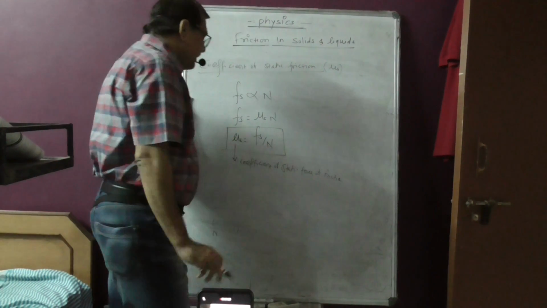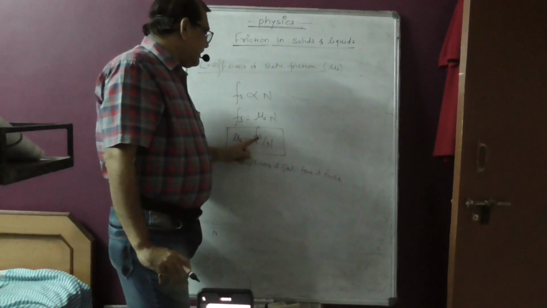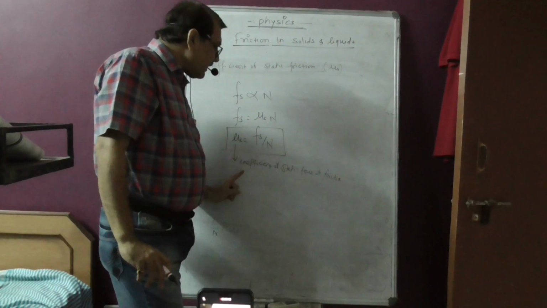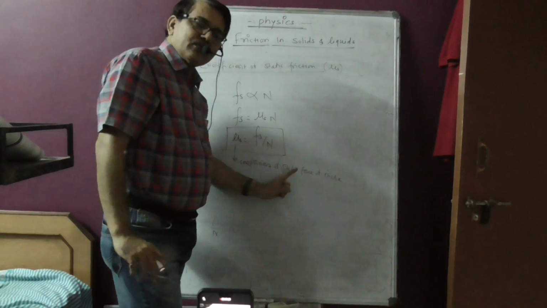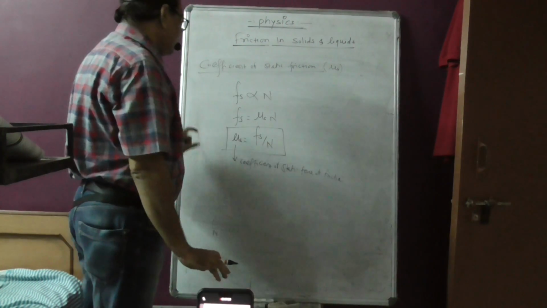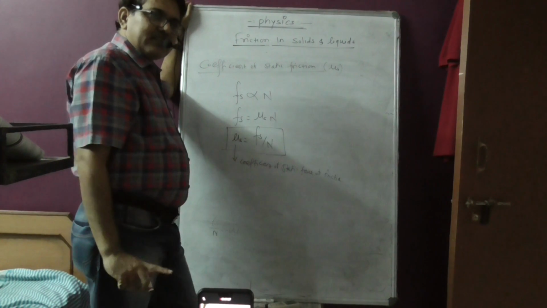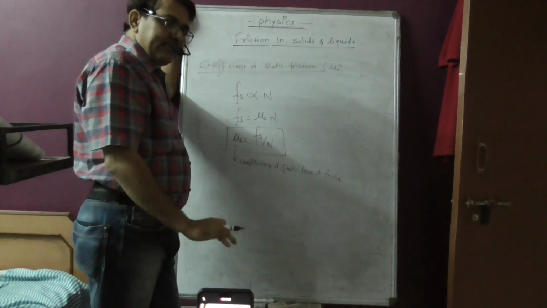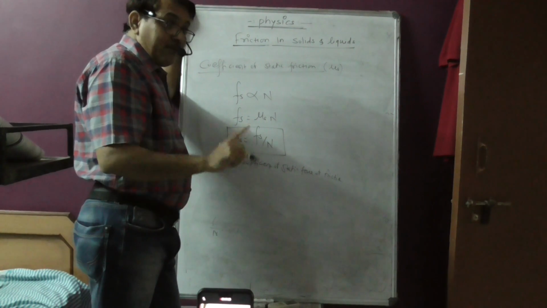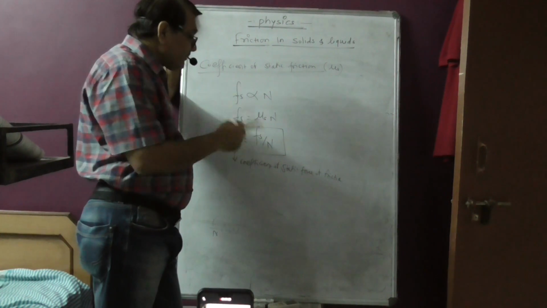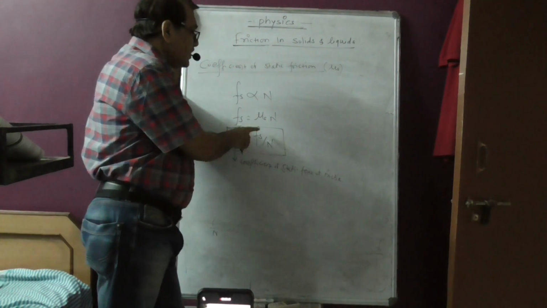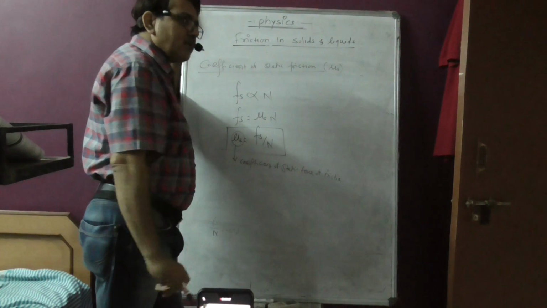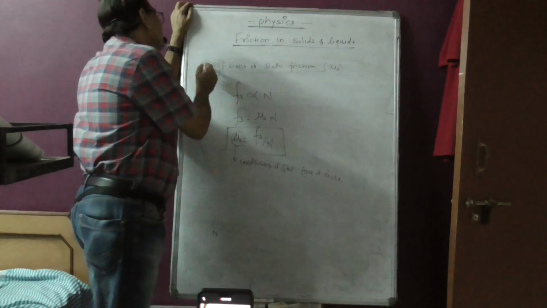Now, what is a coefficient? I will define it again. It is the ratio of limiting force of friction to the normal reaction, which is constant, and that constant is called the coefficient of static friction. Remember that the coefficient of static friction will be different for different materials. Not all constants are the same, but for a given material it remains constant. That is the first definition.